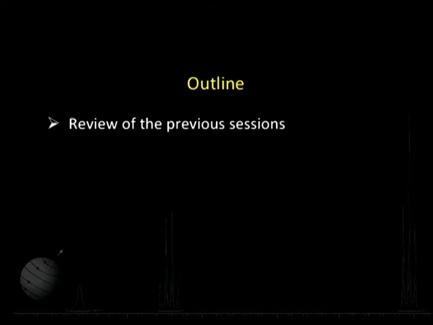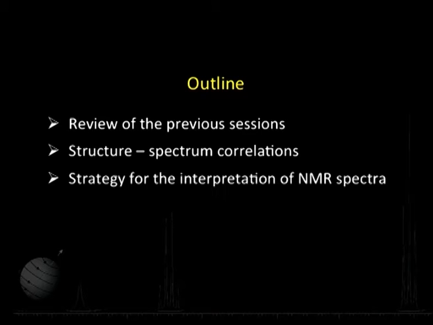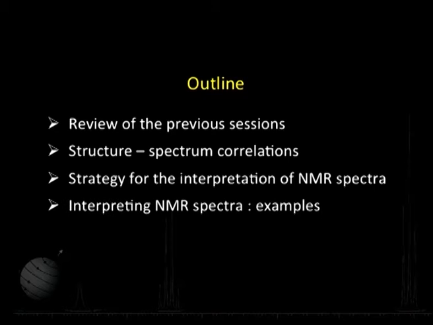The session is planned as follows. To begin with, we will review what we have done so far in the previous sessions. Thereafter, we will recall the structure spectral correlations that we established in the previous session. Having done that, we will outline a strategy for the interpretation of NMR spectra, and then we will come to the interpretation of NMR spectra with the help of some examples. We will take a number of examples and try to see how we decipher the structure of the molecule on the basis of the NMR spectra. And then towards the end, we will sum up what we do in today's session.